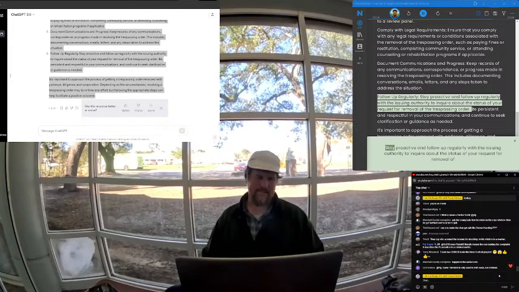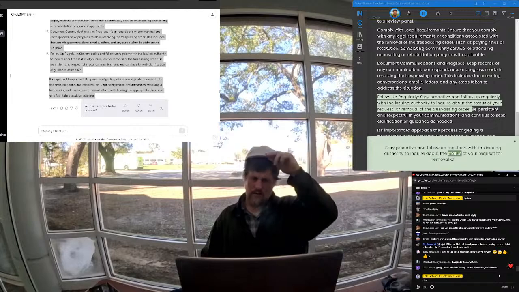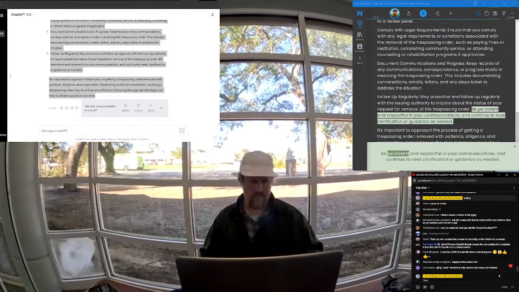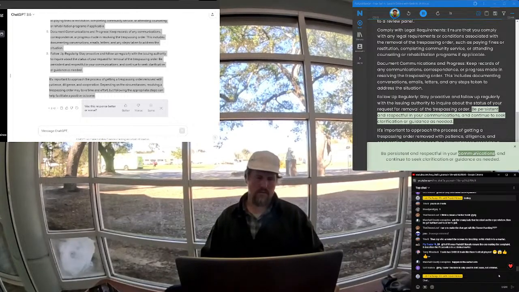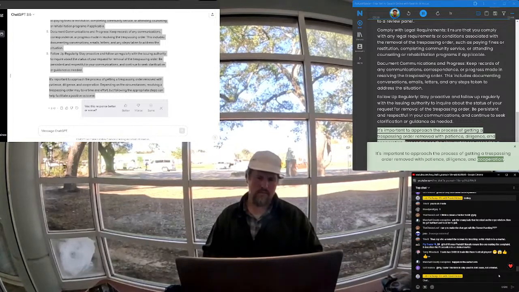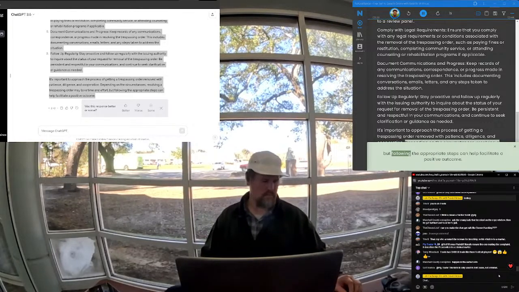Follow up regularly. Stay proactive and follow up regularly with the issuing authority to inquire about the status of your request for removal of the trespassing order. Be persistent and respectful in your communications, and continue to seek clarification or guidance as needed. It's important to approach the process of getting a trespassing order removed with patience, diligence, and cooperation. Depending on the circumstances, resolving a trespassing order may take time and effort, but following the appropriate steps can help facilitate a positive outcome.